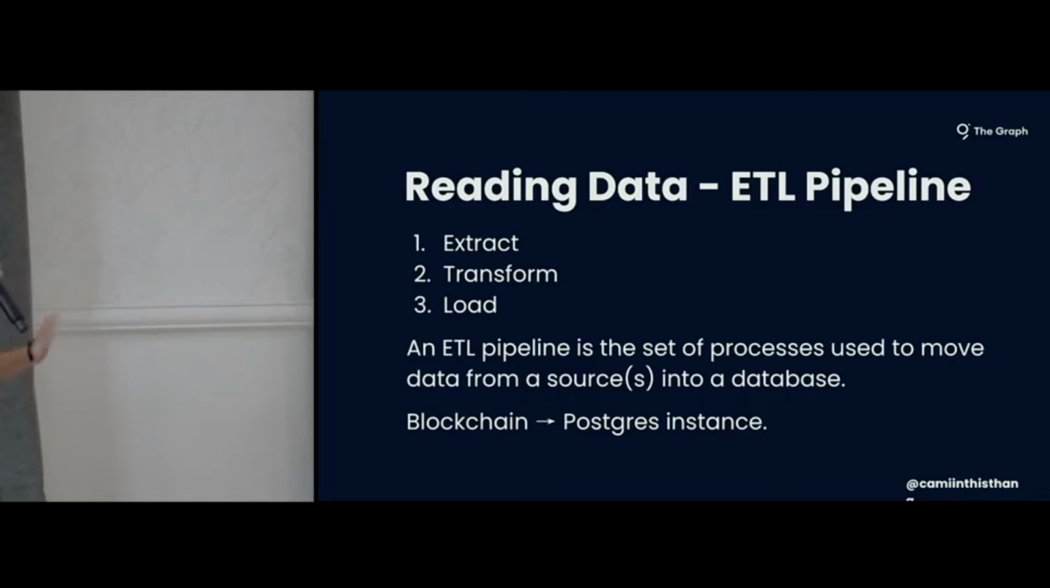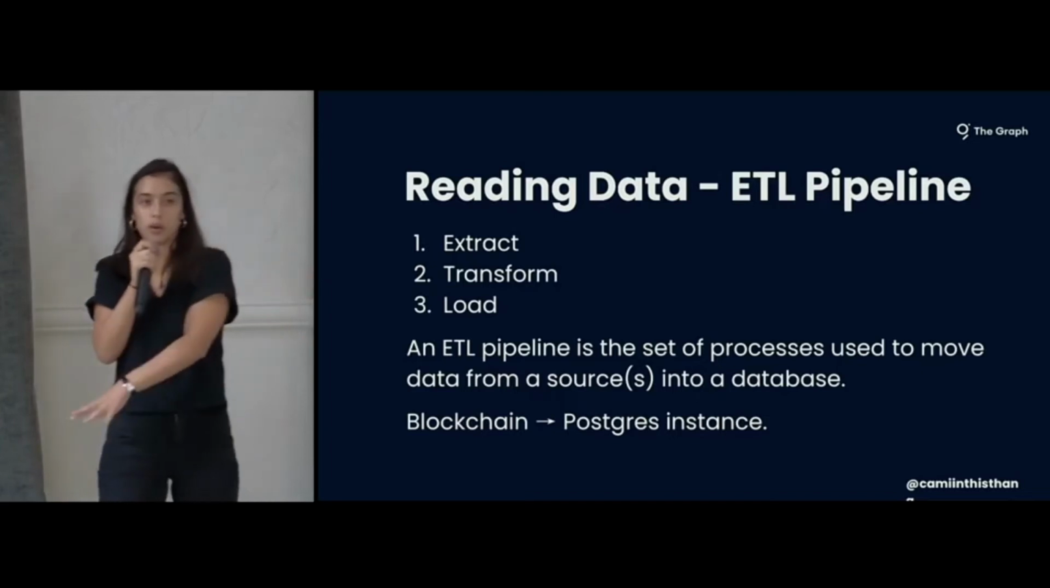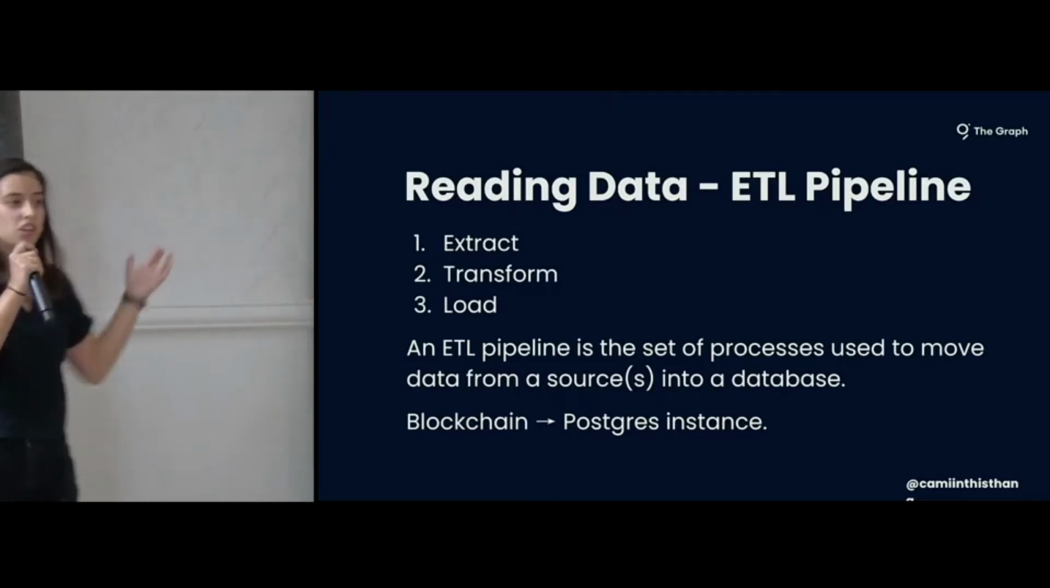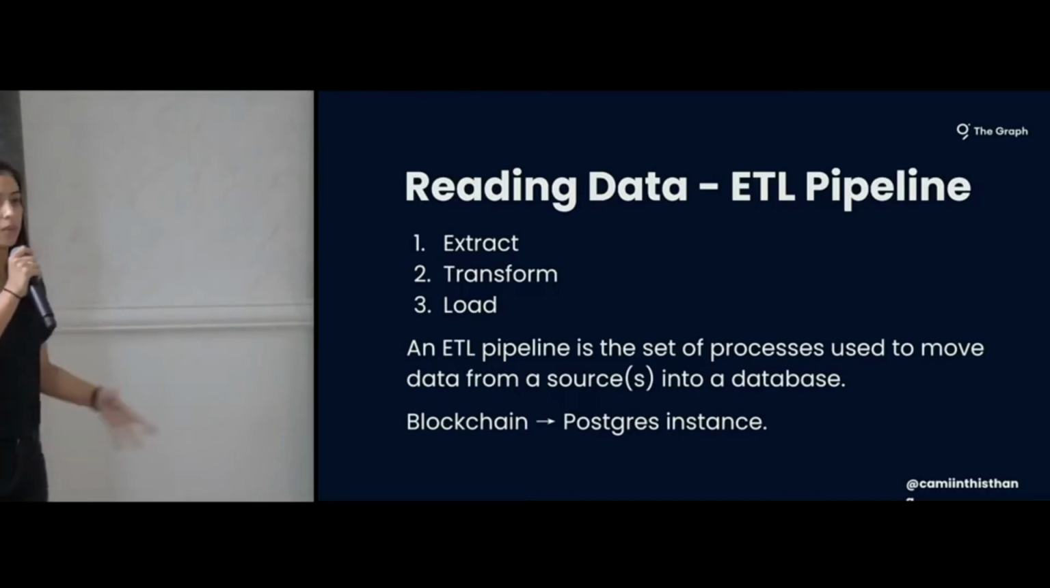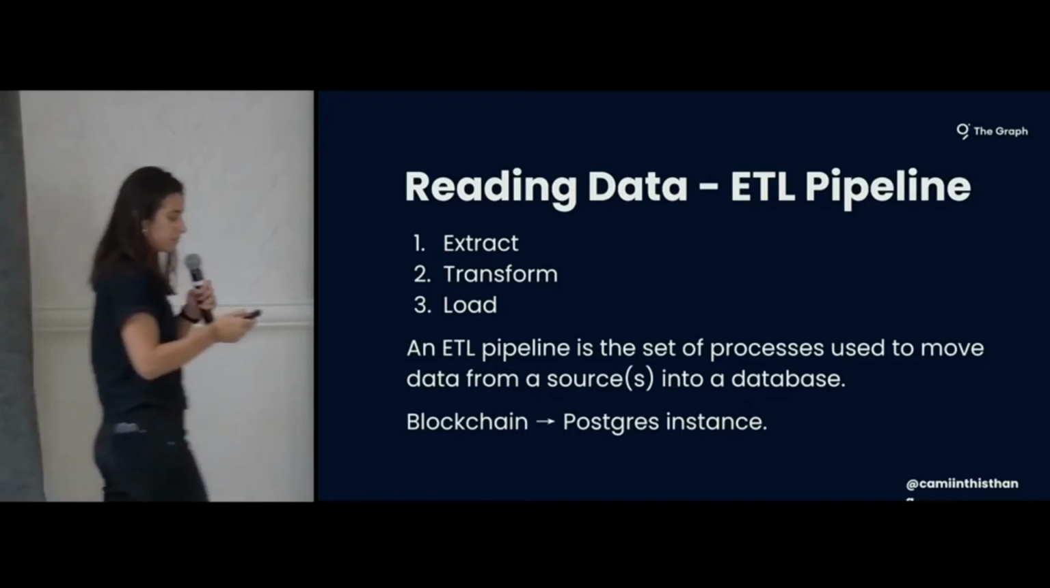So we're taking this concept that's been around, and it's a set of processes to move data from one data source to another, into a database. So in our example, we're moving data from the blockchain into a Postgres instance. That's the way the graph works. You don't need to know the details, just know that. We need to somehow take this data from the blockchain, put it into this instance so that then we can query for it. So the ETL pipeline is 3 steps: extract, transform, load. Just keep that in mind. And this is what we do with the graph.